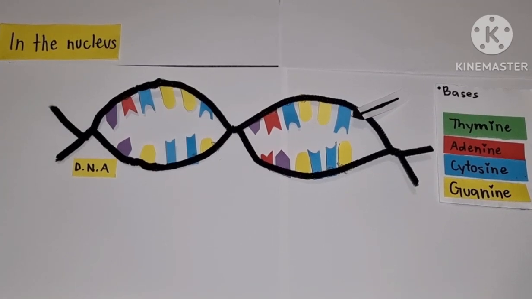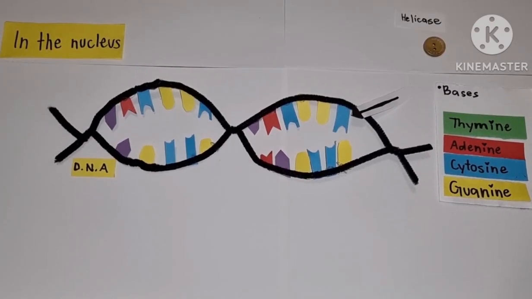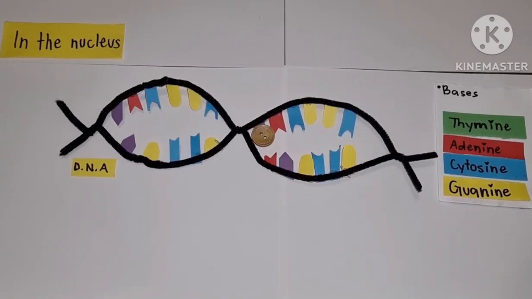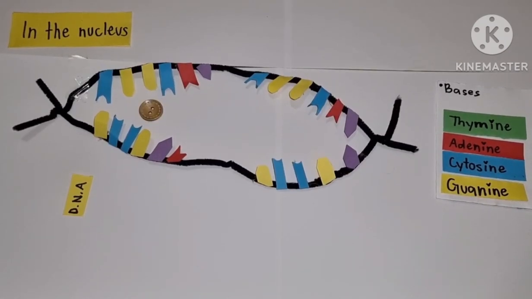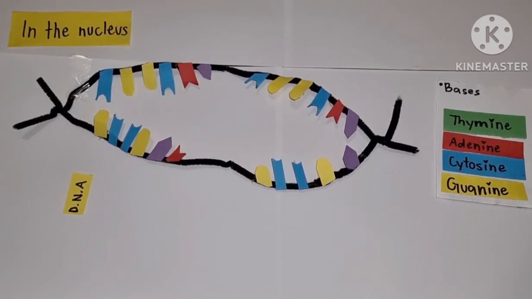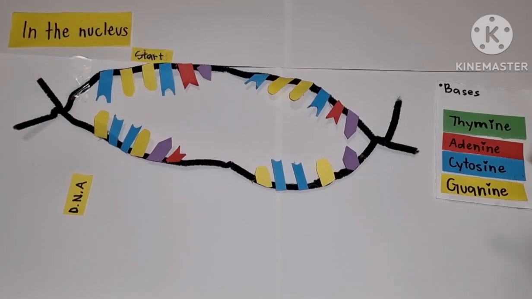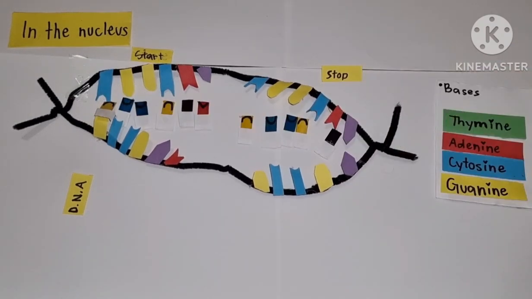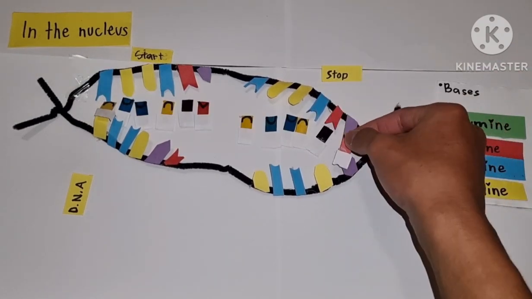To begin polypeptide synthesis, the enzyme helicase unwinds and unzips a portion of the two strands of DNA. One of these strands will be used as a template. This small portion of DNA has a start and stop signal, used in order to recognize the code needed for a particular protein needed at the time.